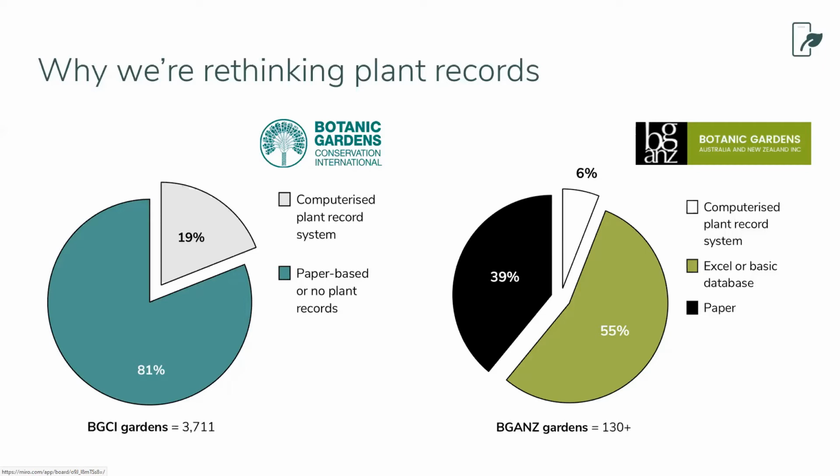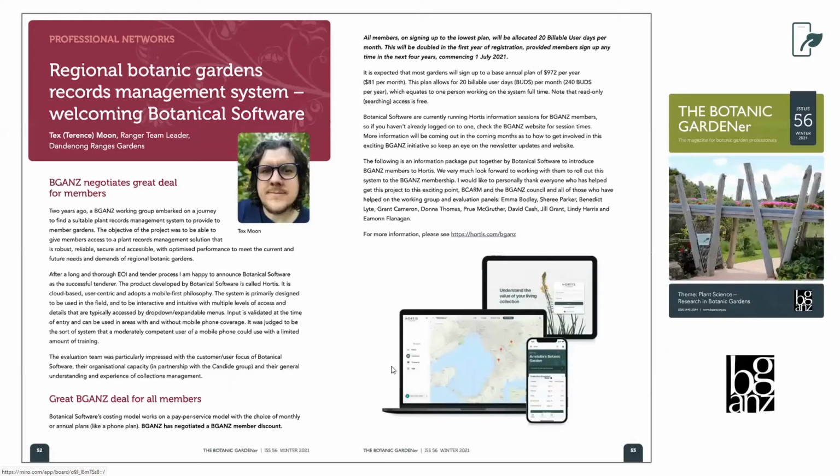So why is this important? Well, in the next slide, you'll see that BGAN set up a working group, as they set out a tender process to find a suitable system to provide to all of their member gardens.